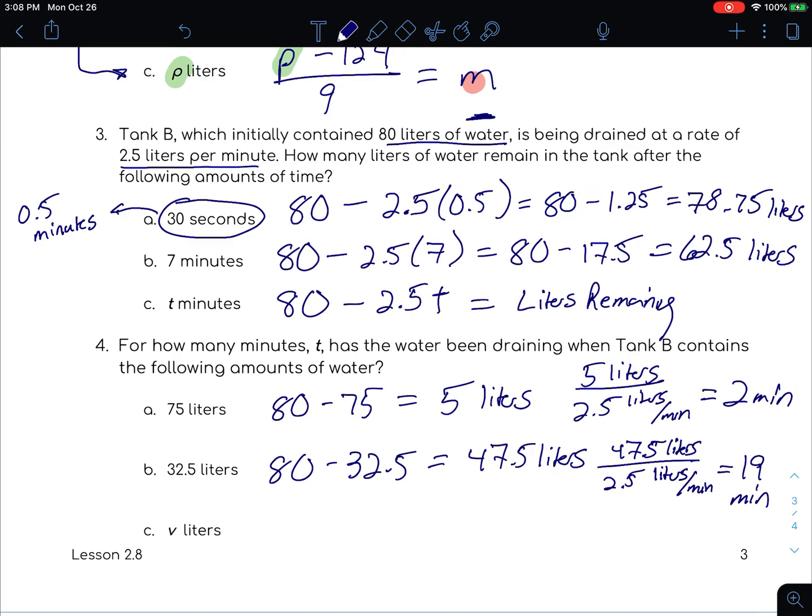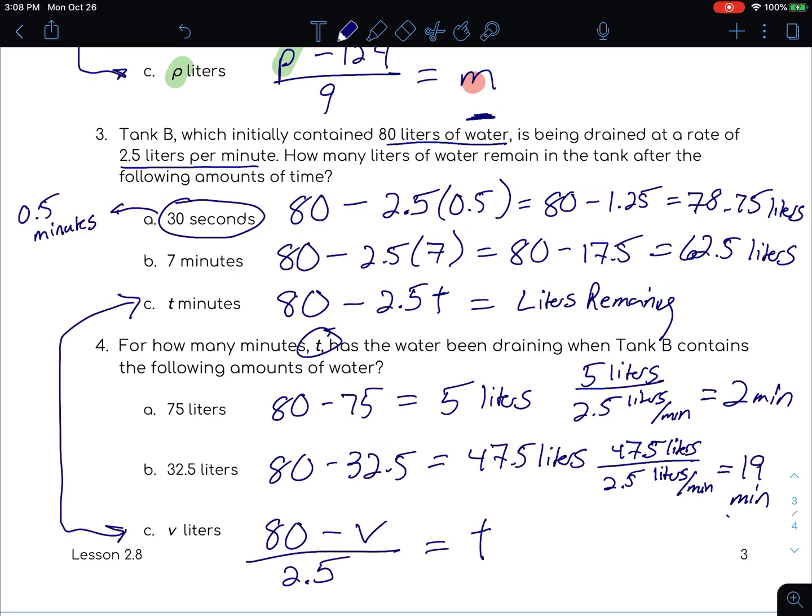So V liters have been drained here, and so in each one of the calculations with variable V, we're subtracting off the V liters. And then we're taking that number and always dividing it by 2.5. And then that gives us the amount of minutes, t. Up here, we're looking for the amount of minutes that would be equal to t.